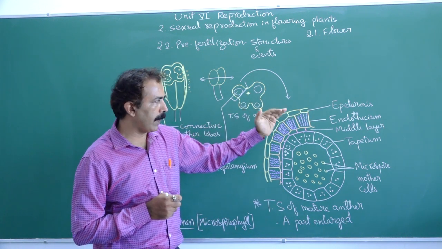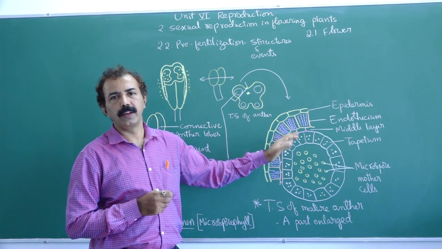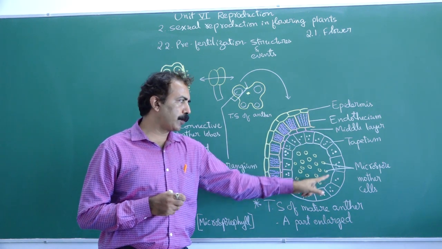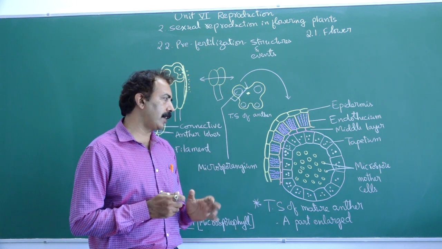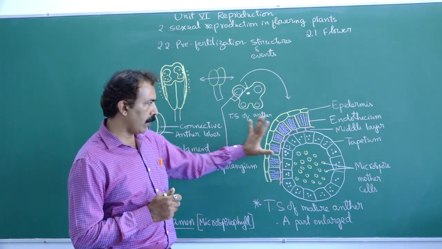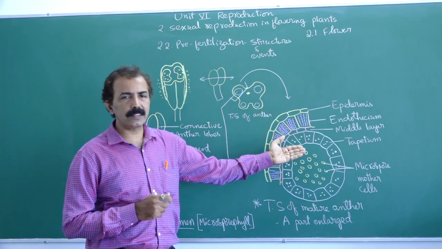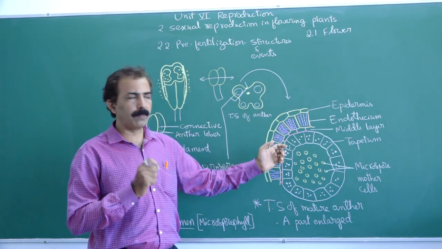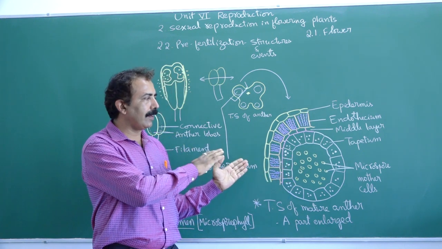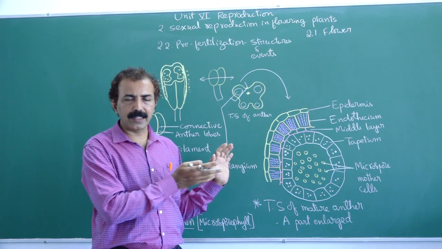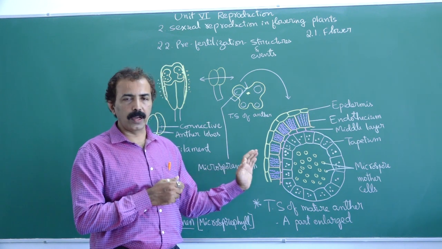Epidermis, endothecium, middle layer, tapetum. And tapetum encloses microspore mother cells. In the exam, when you answer a long answer question, you will draw this diagram and explain these cell layers and mention microspore mother cells, and that they later give rise to pollen grains. That is the content you are supposed to write for the long answer question.